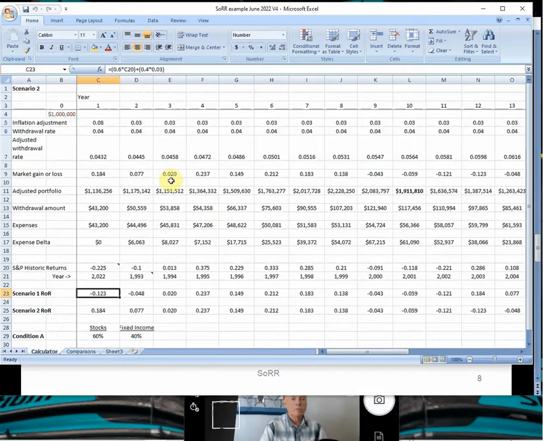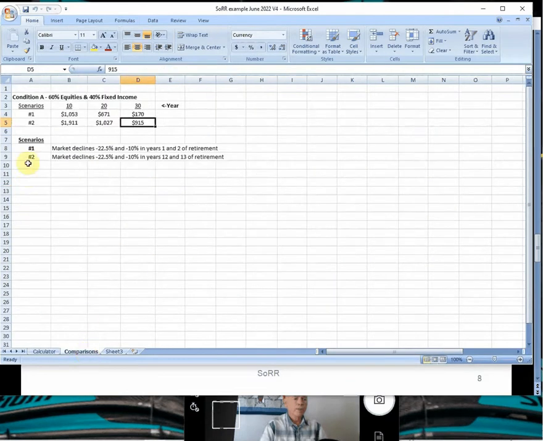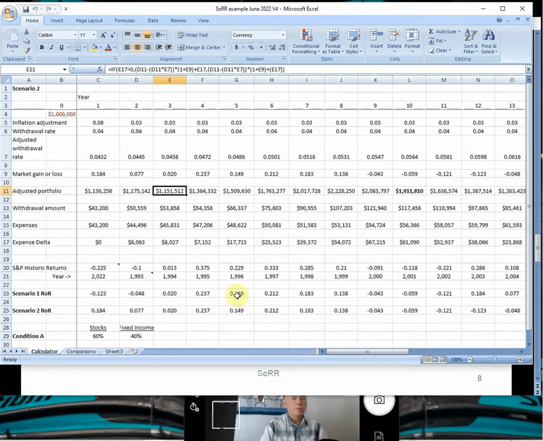Again, I don't want to take up too much of your time going into the complexity of the formulas behind the cells. What I really want to focus on is a comparison between scenario 1 and scenario 2. And here it is. In scenario 1, after 10 years, there's $1,053,000 in your investment portfolio. And if we back up here, scenario 2 should be 1911 after year 10.